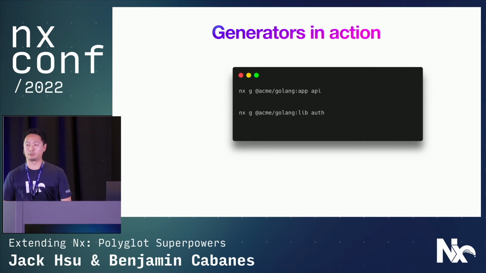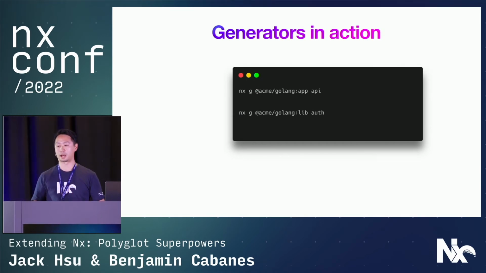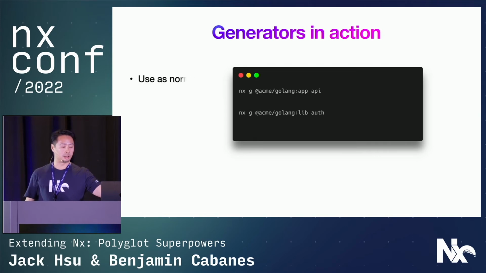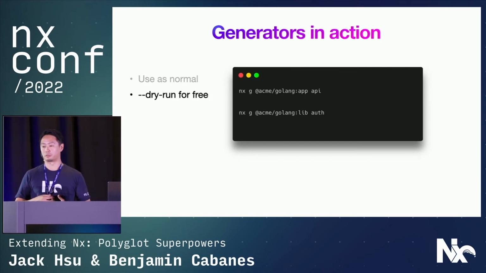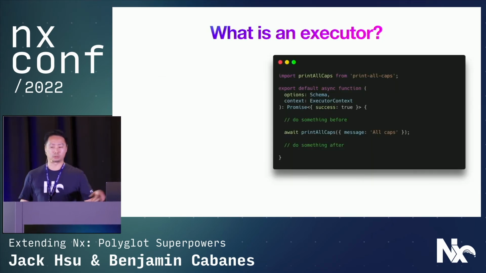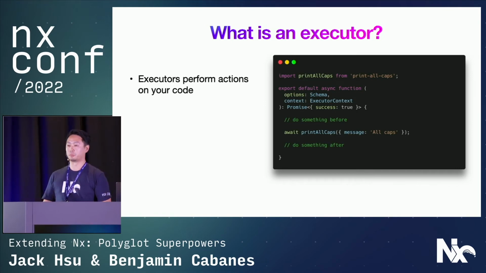So now that we have our generators implemented, we will generate the app called API. And there's going to be a lib called auth for authentication. And you'll notice it's just used as normal. So we use it just as a normal NX plugin. And you can do dry run for free out of the box. So that's generator.